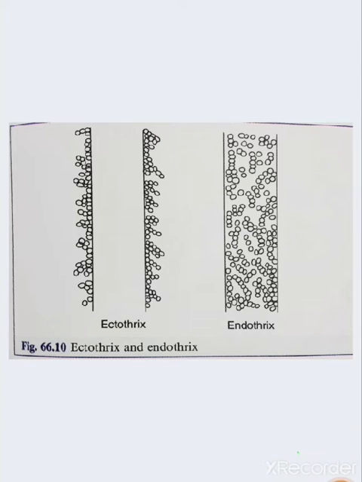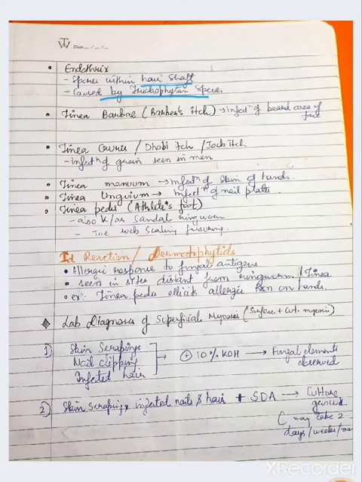Now here is the diagram showing the endothrix. Here we can see the spores are present within the shaft, and in the ectothrix spores are present outside the shaft. Endo means inside. Now the tinea barbae, which is barber's itch, infection of the beard area of the face. Then tinea cruris, dhobi itch and jock itch, an infection of the groin seen in men. Tinea manuum, infection of the skin of the hands. Tinea unguium, infection of nail plates. And tinea pedis, which is athlete's foot, also known as sandal ringworm, toe web scaling, fish ring.